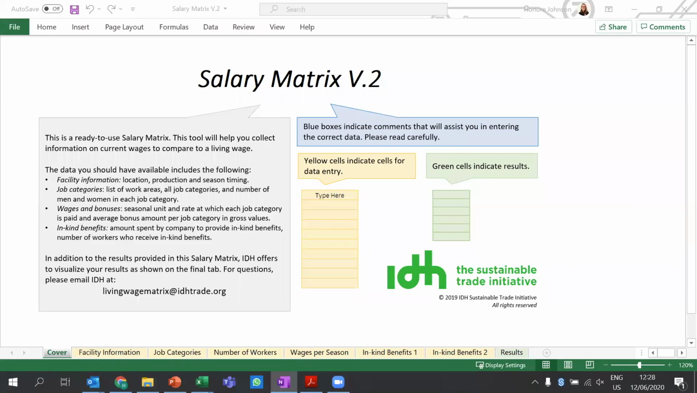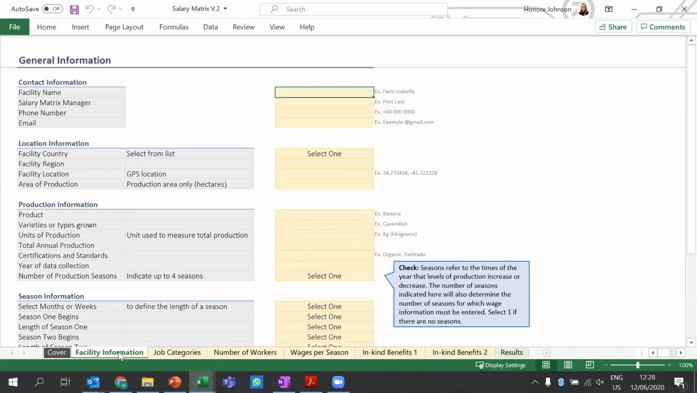Once you have downloaded the English Salary Matrix V.2 from our website and you open it, you will see here the instructions on the Cover tab. Once you've carefully read the Cover tab, you can move to the Facility Information tab. On this tab, you will see a number of categories, starting with Contact Information. Under Contact Information, you can enter the name of the person who's filling out the salary matrix, a phone number, and an email where you can be reached.